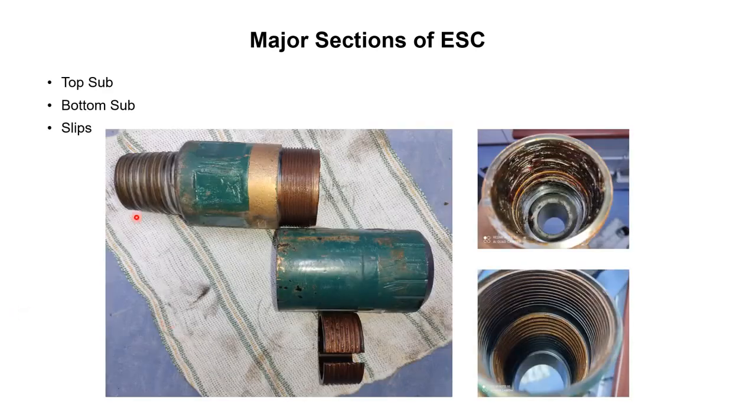So the major sections of external slip connector: top sub, bottom sub, slips. In this diagram we have all these major components. So this is the top sub, this is the bottom sub, and this is the set of slips which is used inside the top sub and bottom sub. Here is the internal view of this bottom sub. This is bottom sub which has O-ring, as we have seen in the previous slide.